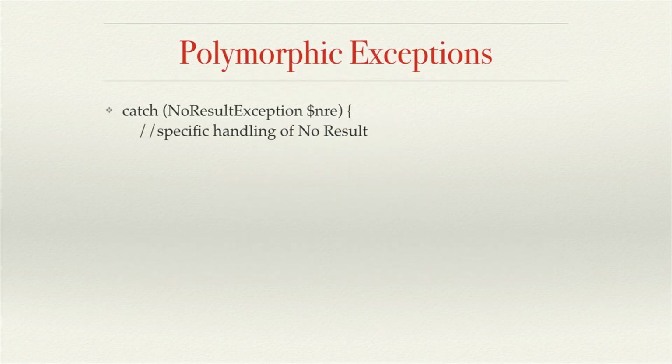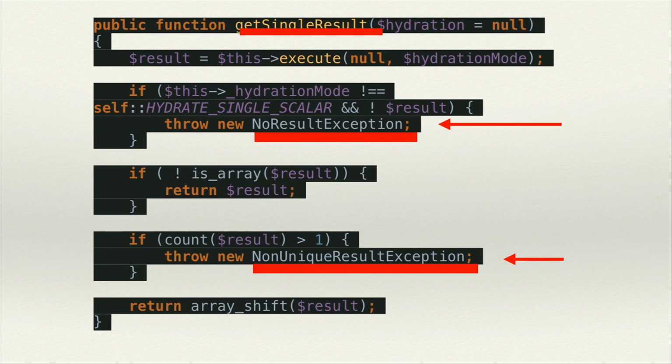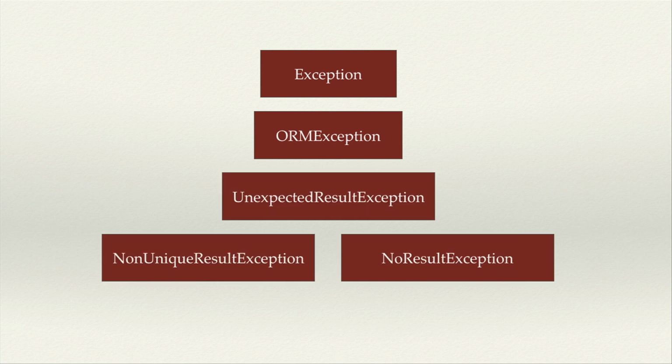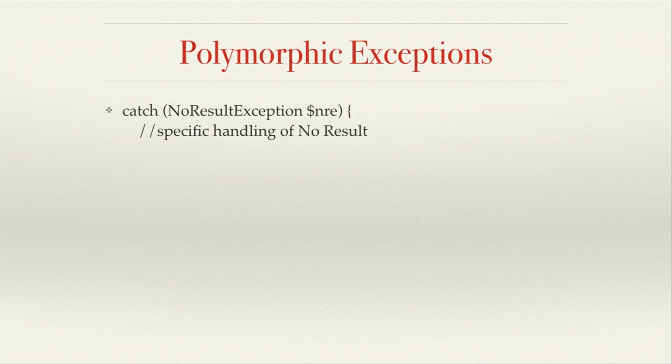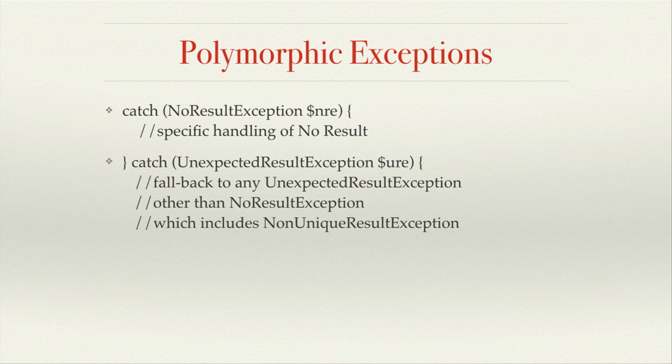So an example of this: what we're going to see here is that I can use a fallback mechanism. I can catch no result exception, and then as a fallback, I can catch ORM exception. So we're going to see what it looks like. I can catch a no result exception with specific handling of a no result. And then as a fallback, I can catch an unexpected result exception.